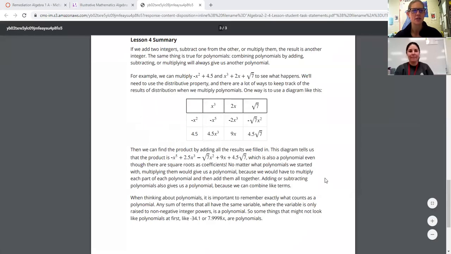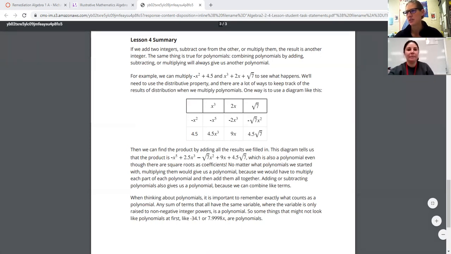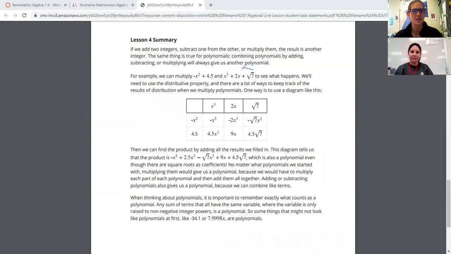Okay, so we are going to be talking about the lesson 4 summary. And the first thing that I noticed, so we're just going to use some annotation. First thing that I notice is, why are they using the square root of 7 as an example problem?